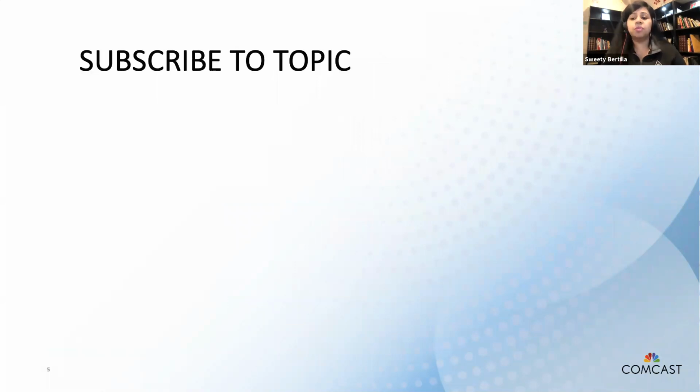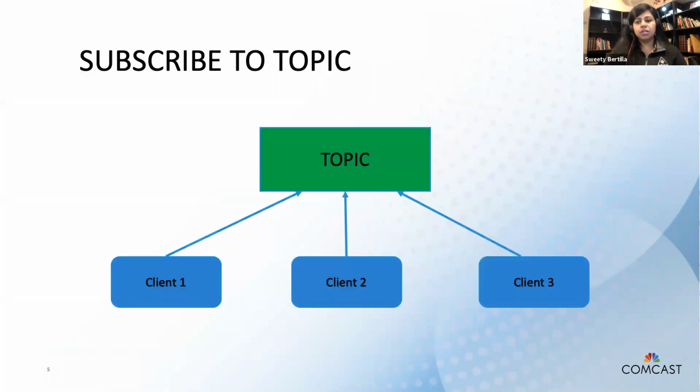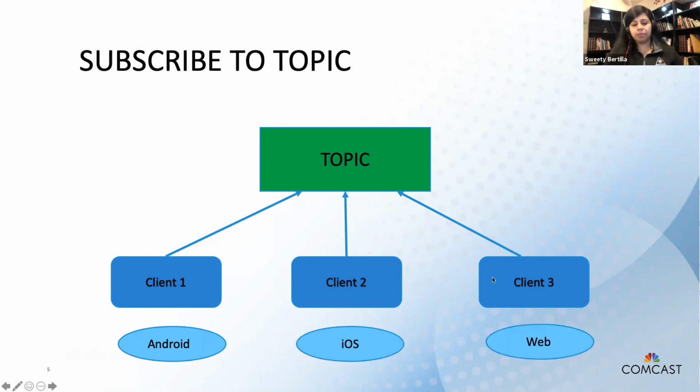So let's start with the key elements we saw. One of them was subscribe. What is subscribe? You can see here there's a topic. Usually there will be a topic and the clients will subscribe to that topic. Here the client can be an Android client, iOS client, or even a web client. So all these clients subscribe to a topic. A topic can have a very simple name, such as light or HTTP message or anything. The topic is just a simple string.